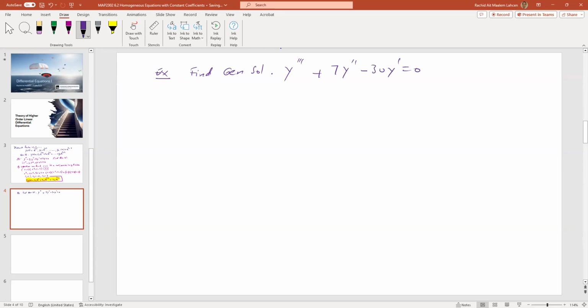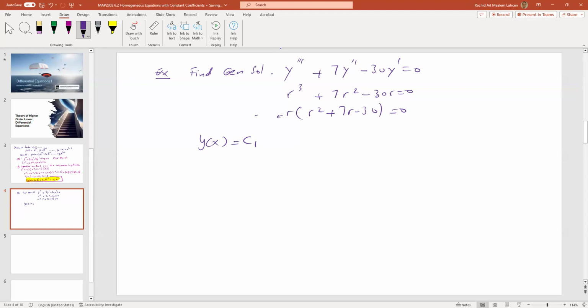All right. So what do you think you're going to do? The auxiliary equation, right? Here you have r cubed plus 7r squared minus 30r. You see that r is a common factor. So r squared plus 7r minus 30 equals 0. Then you factor and you find you have three distinct roots, and you put them in the general solution.